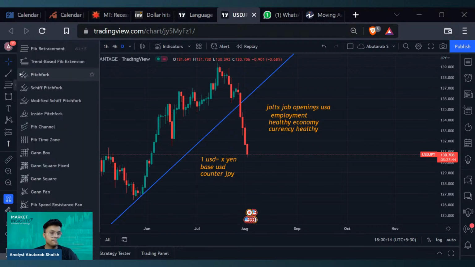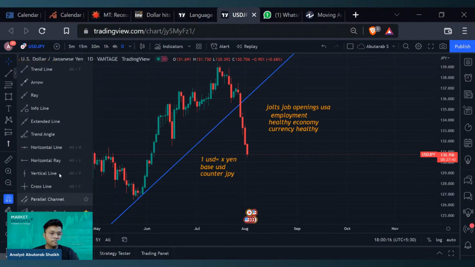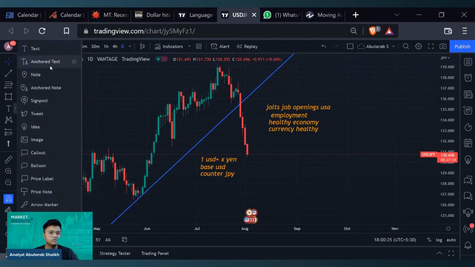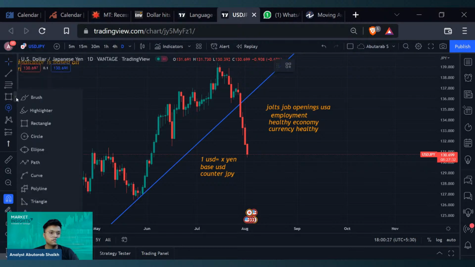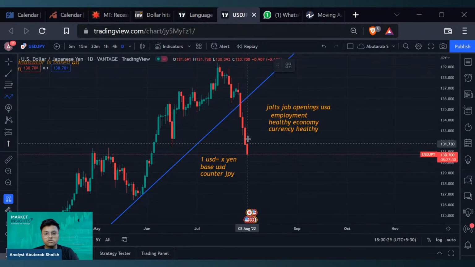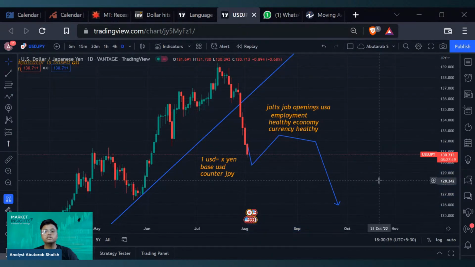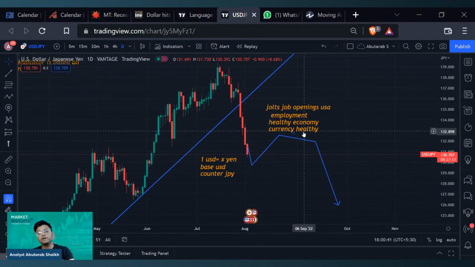Wait a second. Where is the path? Yeah. So if it goes here, it comes down. It might pull back for some days. It might also consolidate for some days. But then again, there might be some reason for the market to push it down again.